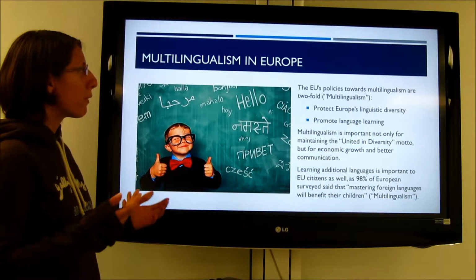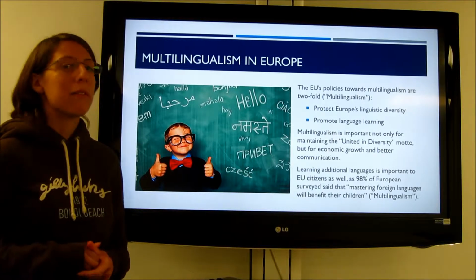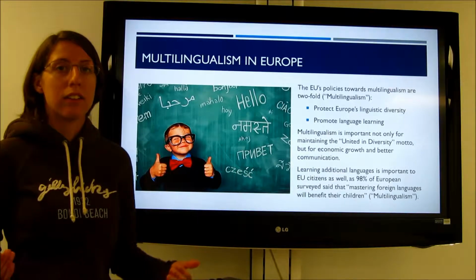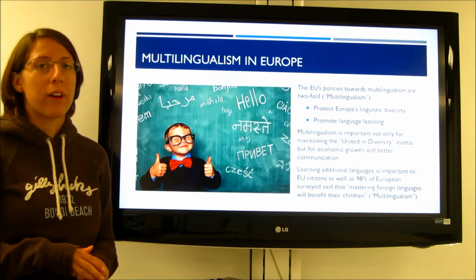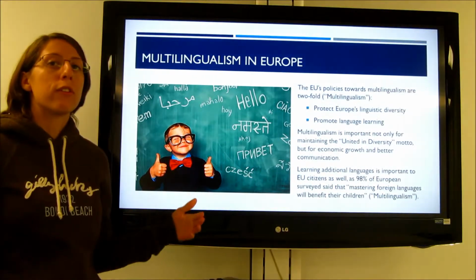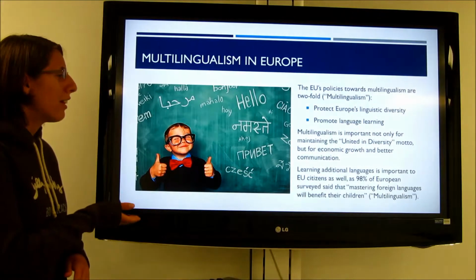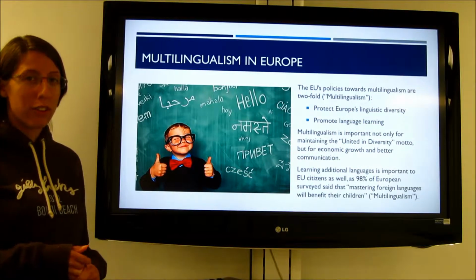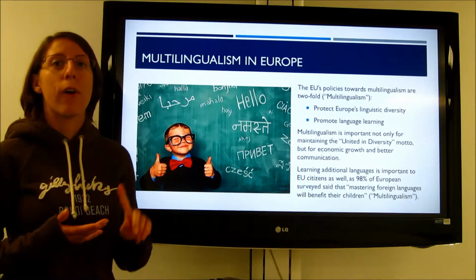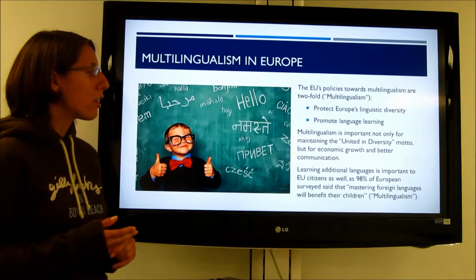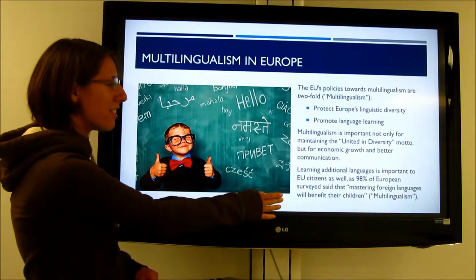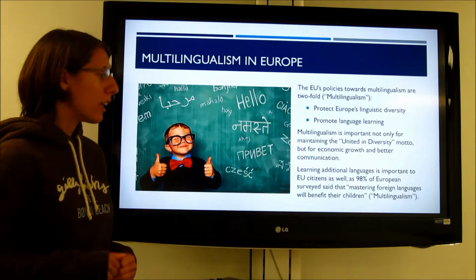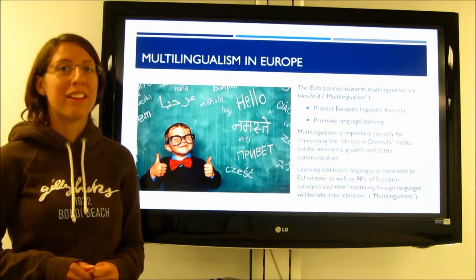They also support multilingualism. They believe it's very important in the EU to protect the diversity in languages, as well as to promote language learning, especially in children. Children are taught at a very young age to learn a second or a third new language. And according to a survey, 98% of European citizens said that mastering foreign languages will benefit their children, and that's what they're doing right now.